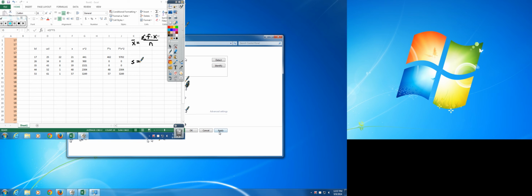And the standard deviation is the square root, excuse me, of n times the summation of f times x squared minus the summation of f times x, quantity squared, over n times n minus 1. S is equal to that.